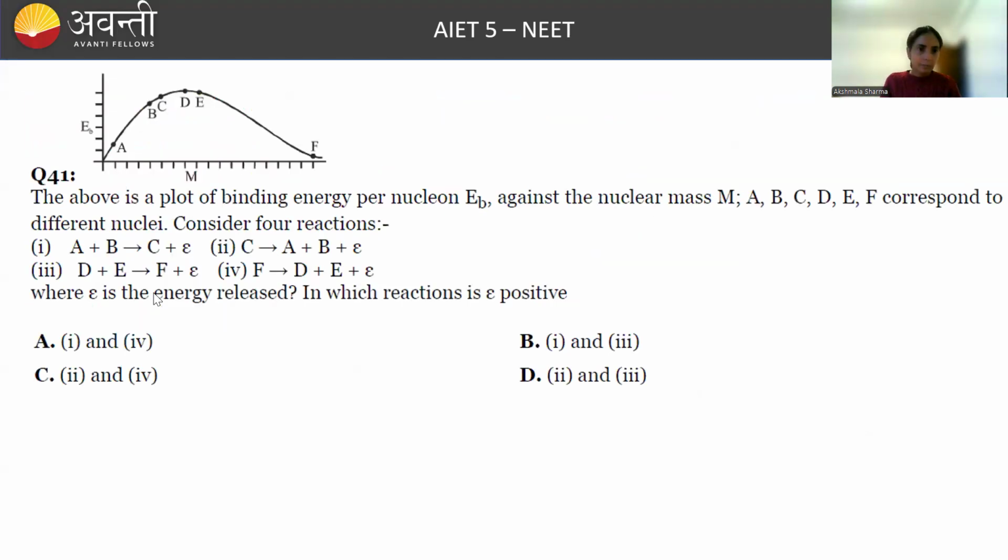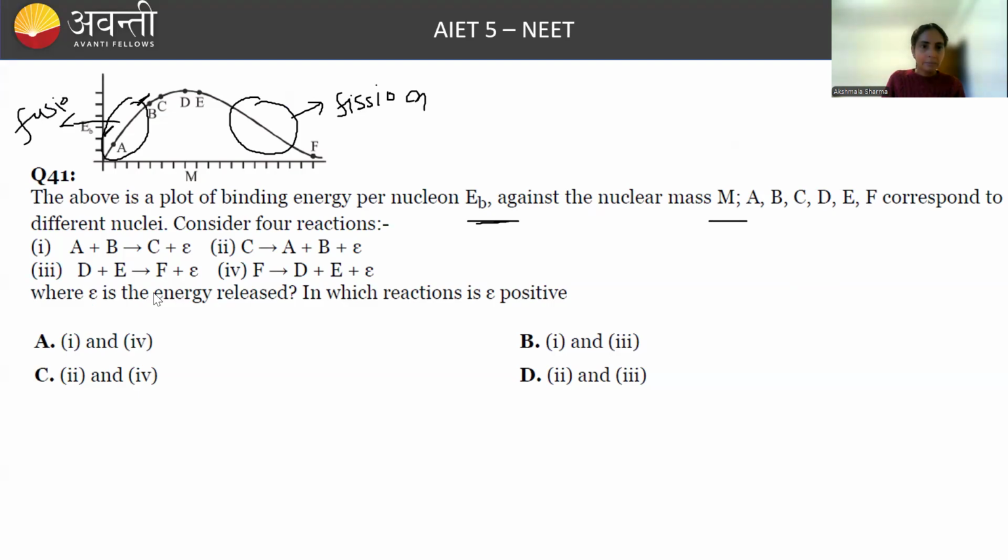From the same person, this question is given. The above is a plot of binding energy per nucleon against the nuclear mass M. A, B, C, D, E, F correspond to different nuclei. Consider the four reactions, A plus B. We have already studied that in this region we do fission, and in this region we do fusion.